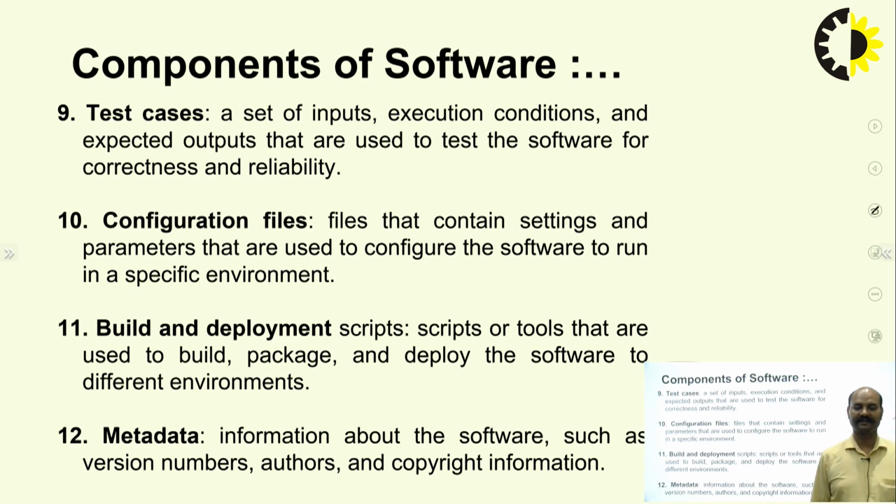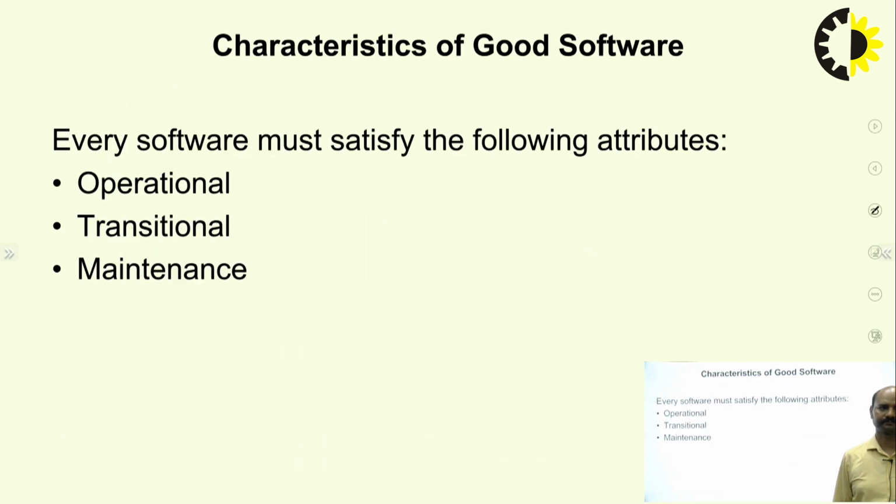Next is the metadata. Metadata is data about data. It means information about the software such as version number, author, copyright, who developed this, and in which condition it is developed. These are the various components of software.